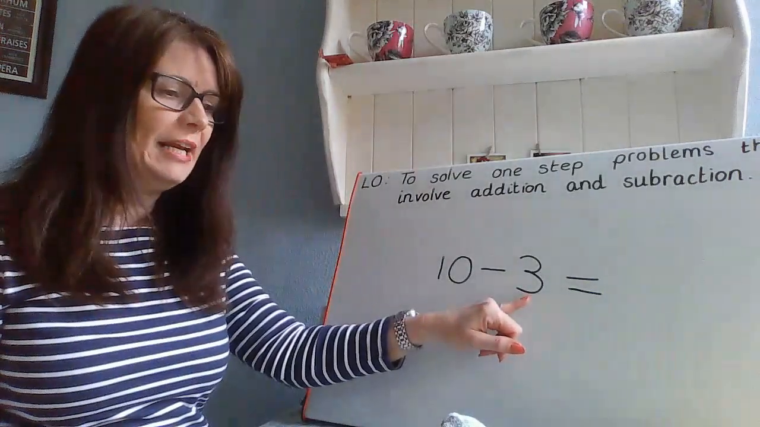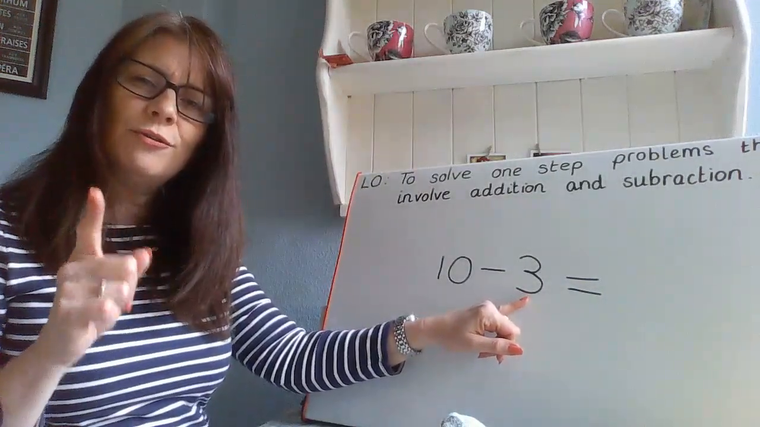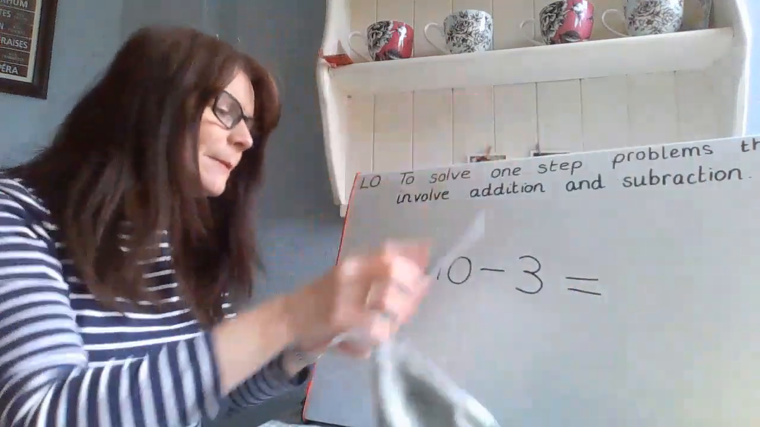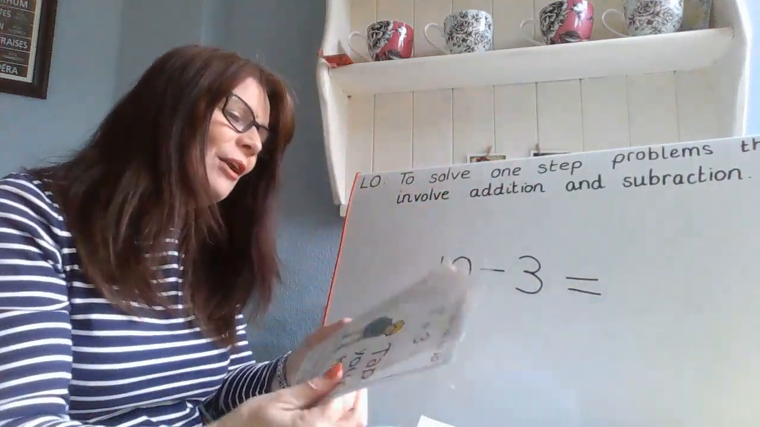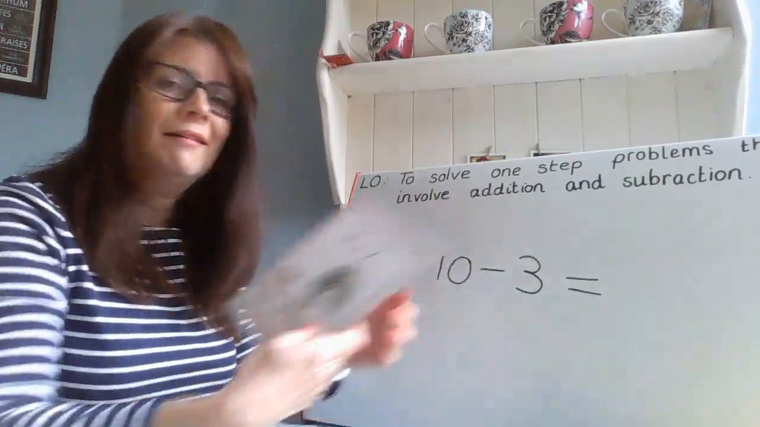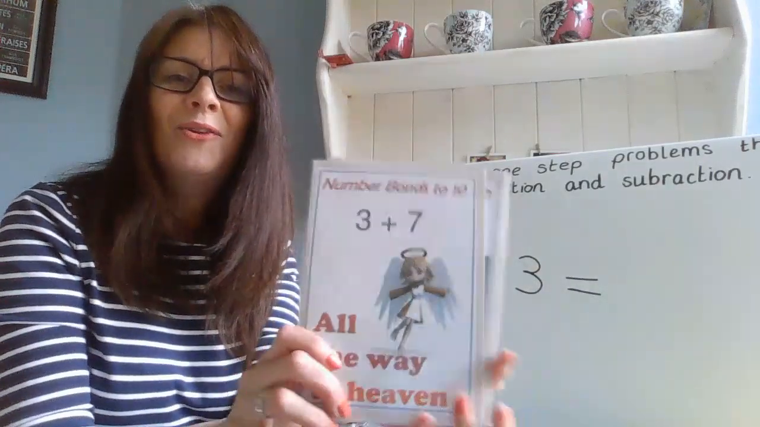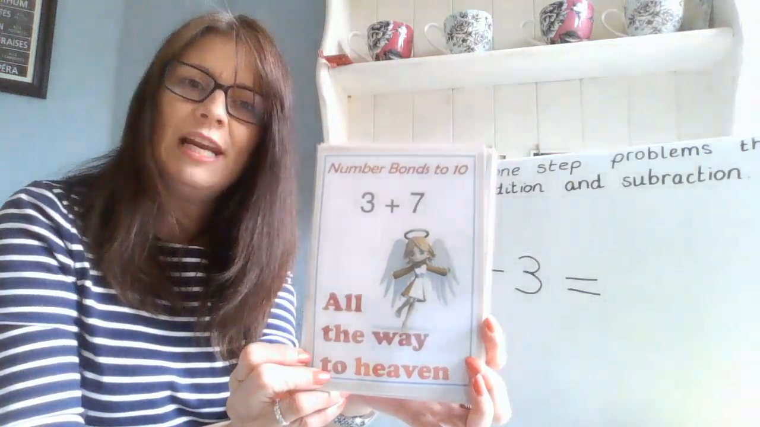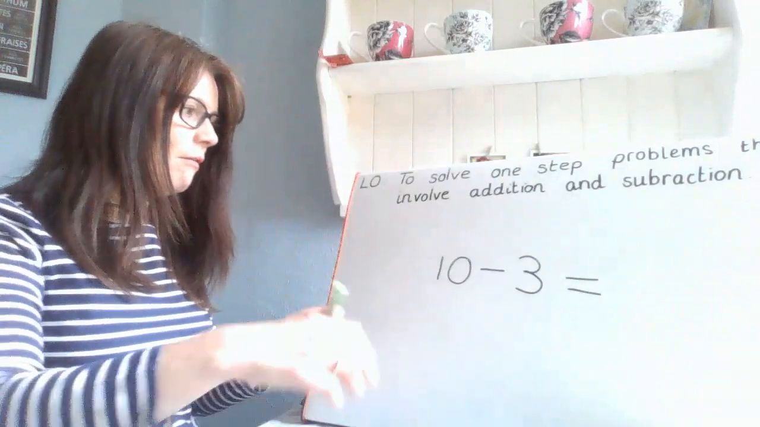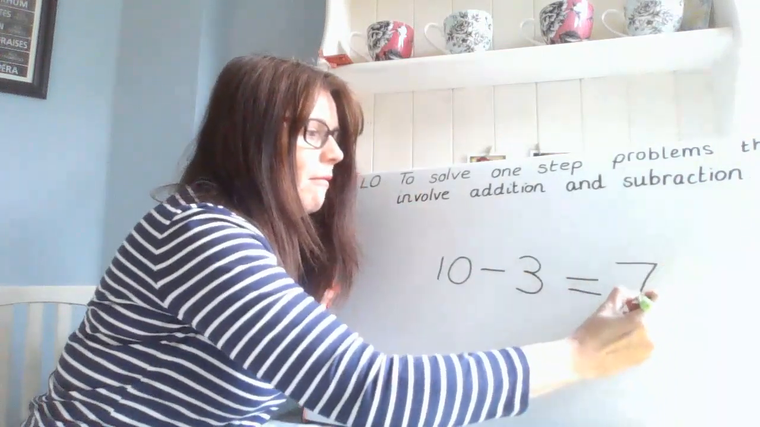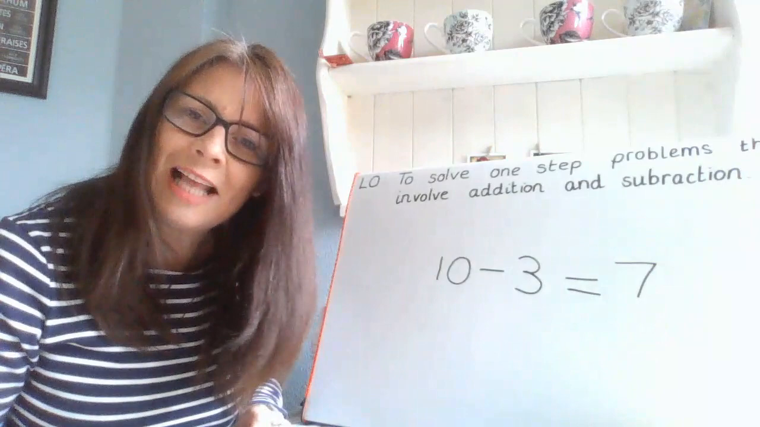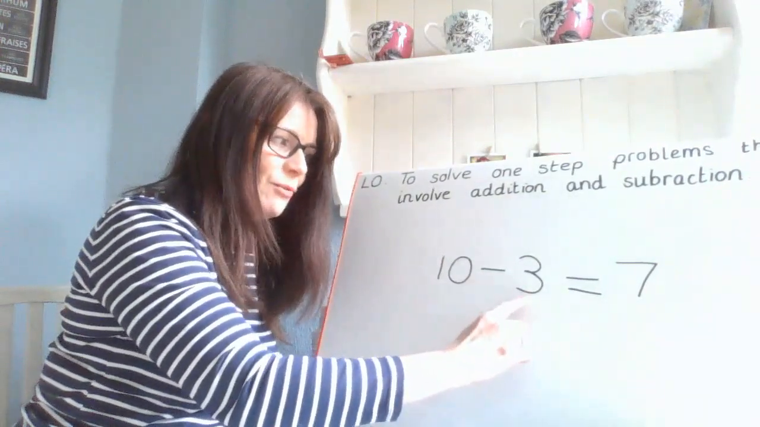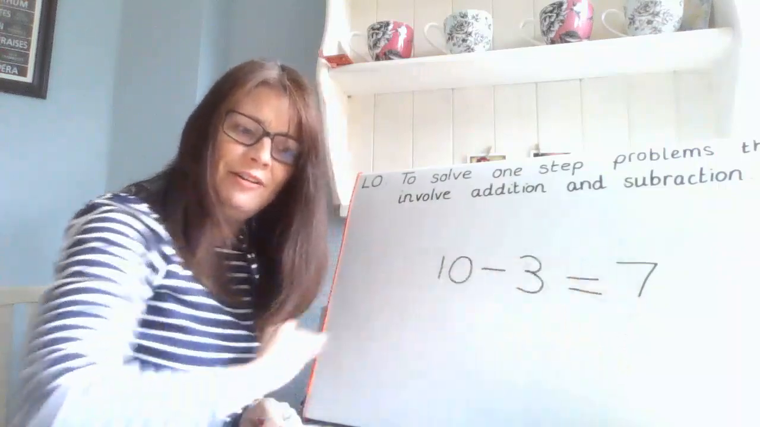I've got the number 3. Oh, 3 add... Can you remember what it was? Oh, let's have a look. 3 add 7, all the way to heaven. 3 add 7. Do you think that might be our answer? 10 subtract 3 equals 7.